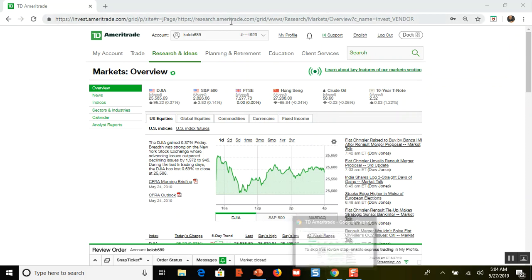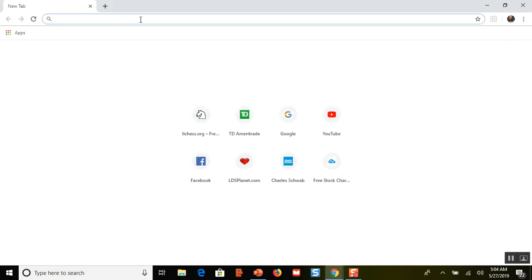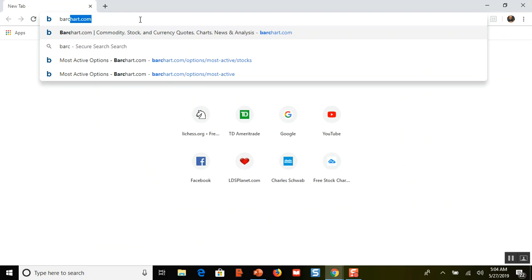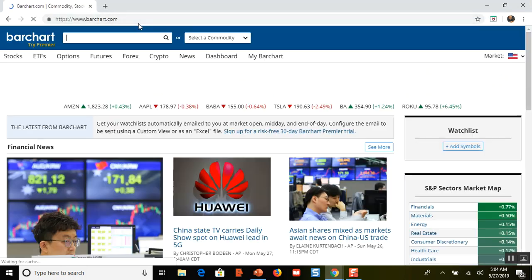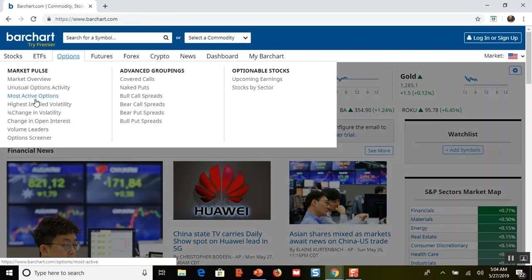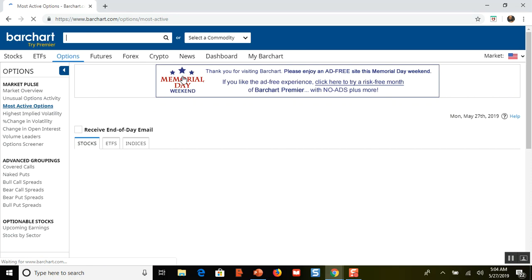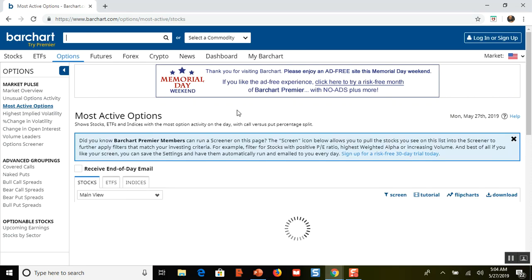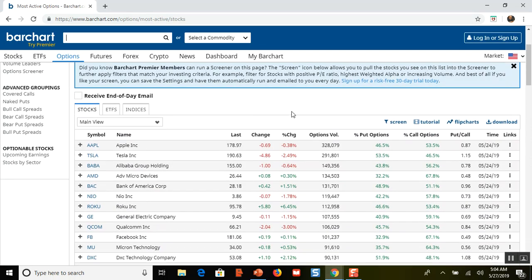And I think Barchart is a very good website. And let's go ahead and find a stock on barchart.com. So we go to Barchart and then we click on the options because we are going to do an option collar. And then we go to most active options because those are the stocks that you want to trade. You want to trade stocks that are highly liquid and high volume.